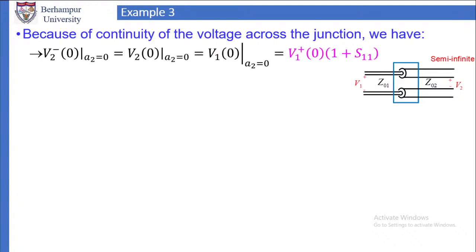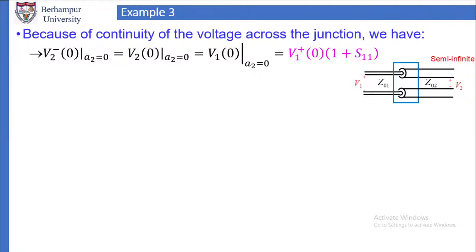So both are semi-infinite in length. One extends towards the left, one extends towards the right. They are joining, so at that point we have a joint. The joint is the step. Since the two transmission lines are connected, there is continuity. Because of continuity of voltage across the junction, we will have V2 minus 0 equal to V20 at A2, that will be equal to V10 at A2.